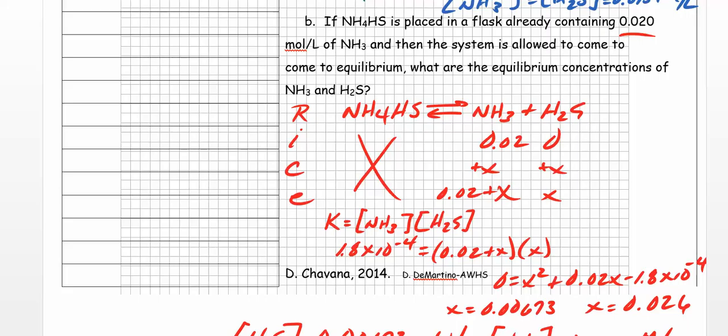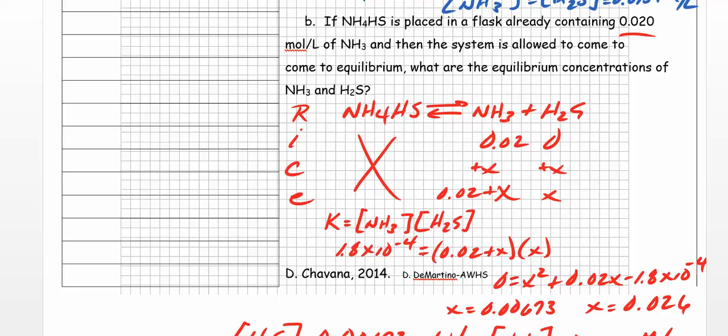So this is an interesting one because we've already got some ammonia in the container. So let's write our Rice table. We've got NH4HS in equilibrium with NH3 and H2S. And again, remember that we previously added an amount of 0.02 moles per liter of the NH3, and then of course we had none of the H2S. Remember, NH4HS is a solid, so we'll just make an X through all of that.